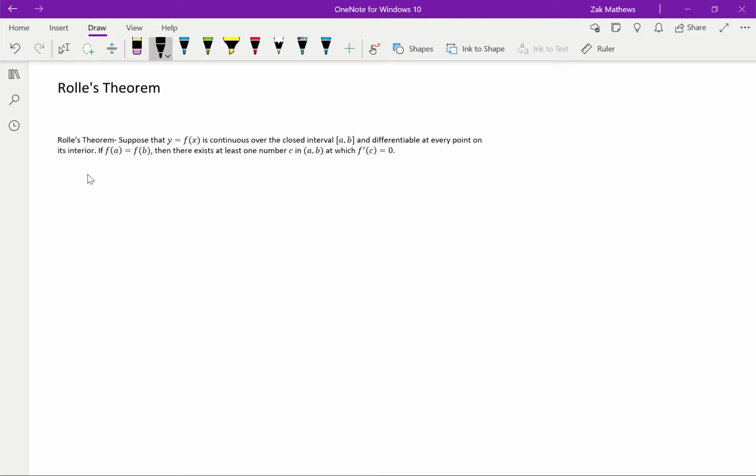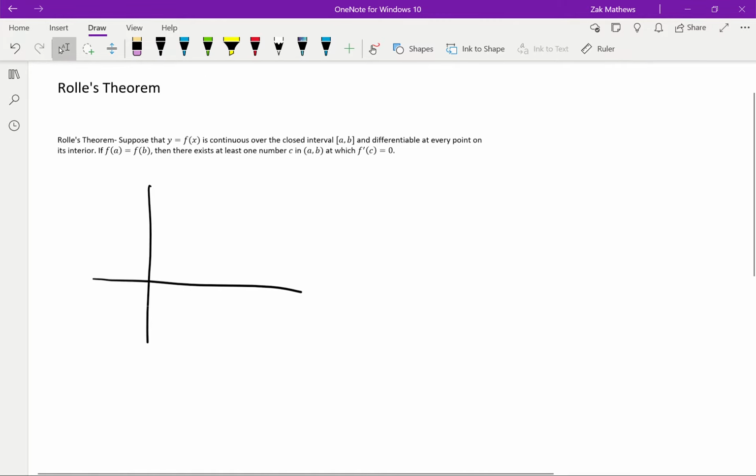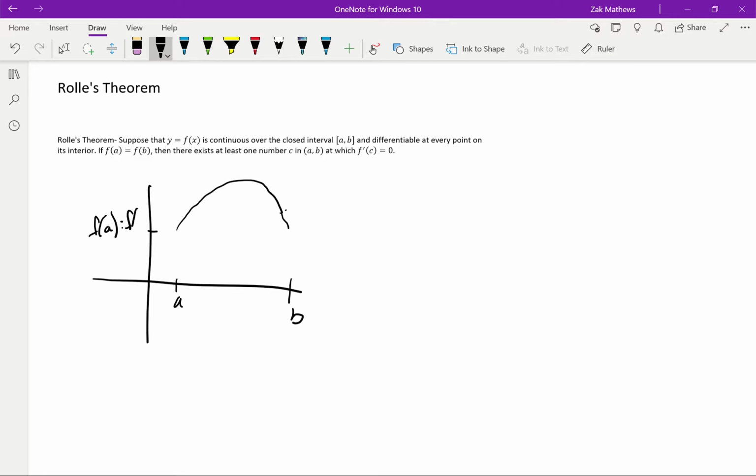Alright, so let's walk through that, and know by now that I like to illustrate things with pictures. So let's think about what the picture looks like. We have a continuous function on a closed interval a to b. We know that on those endpoints, the values at a and b are equal to one another. f of a is equal to f of b. And we know it's continuous between those points.